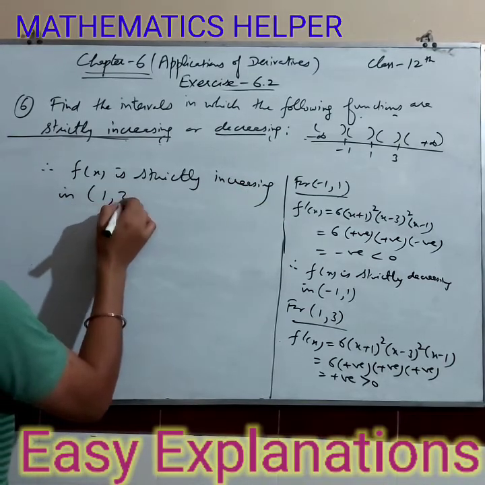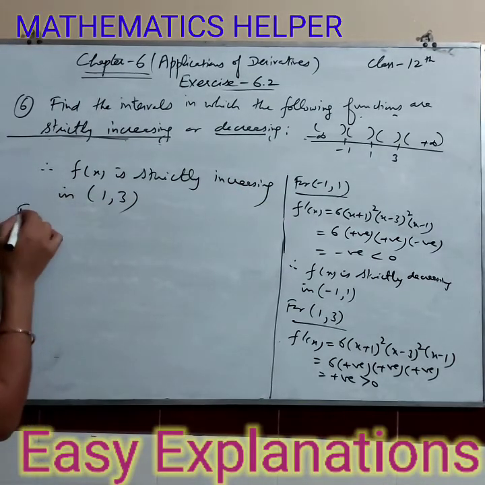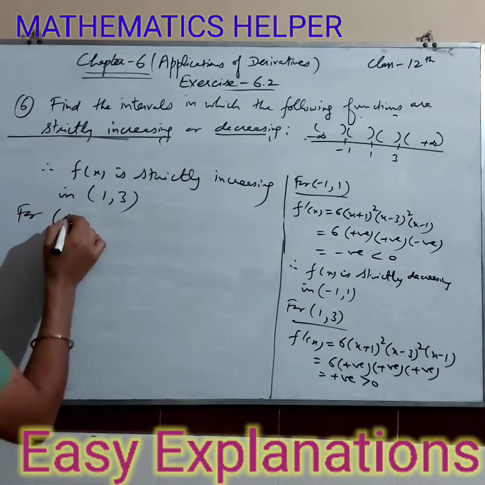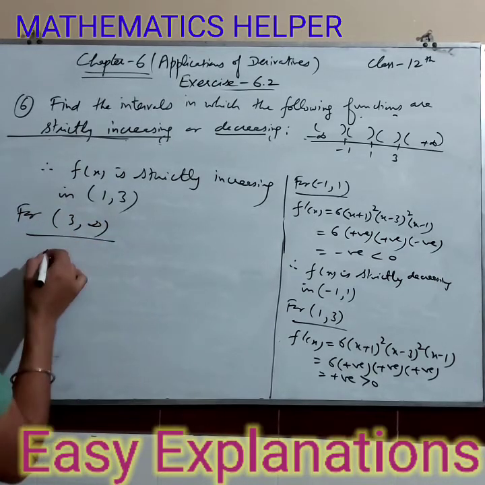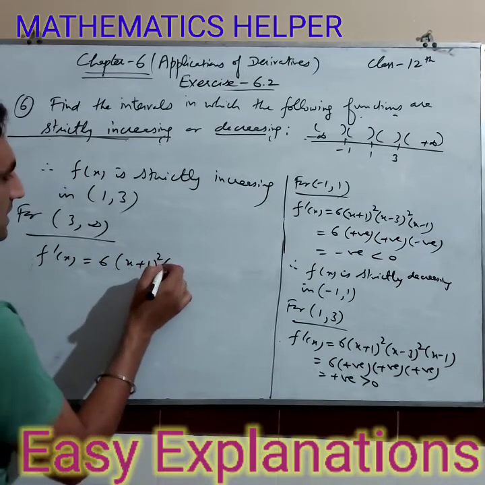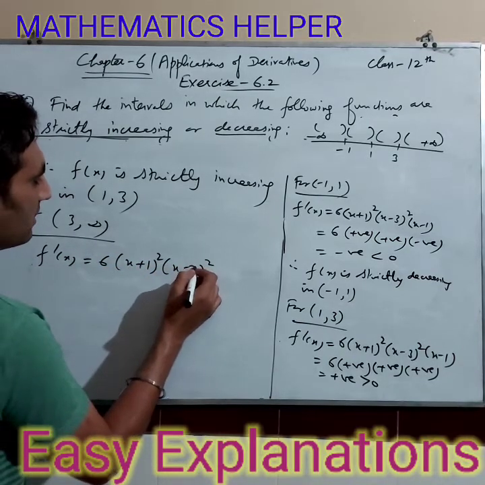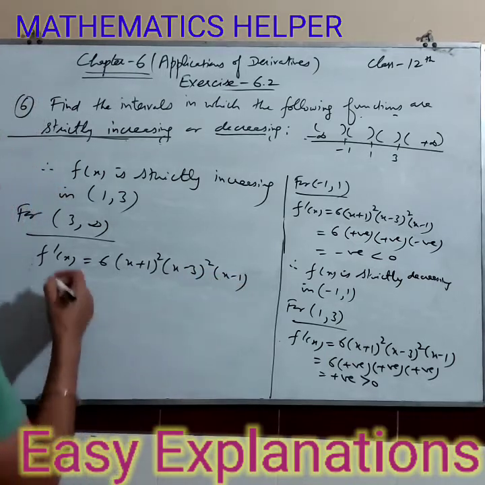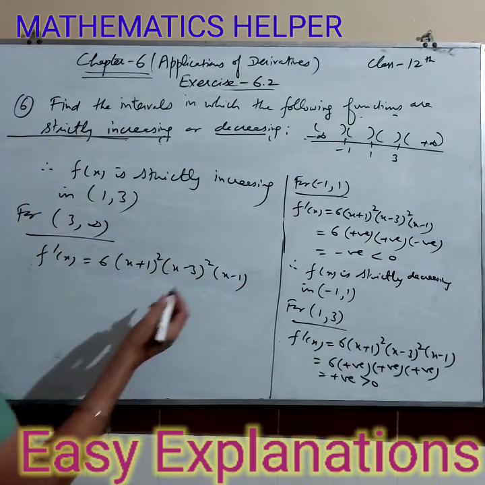in 1 to 3. Now the last interval, 3 to infinity, f dash x, which is 6 times (x plus 1) square (x minus 3) square into (x minus 1). Let's take a number, suppose 4, between 3 and infinity.